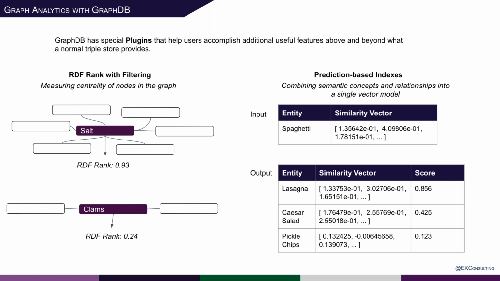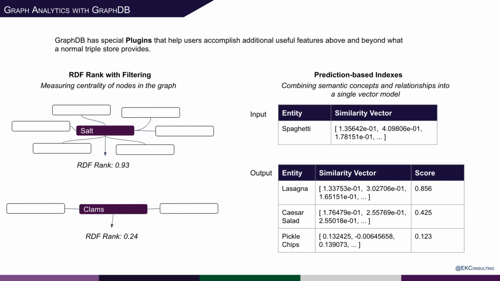But this is all encapsulated in this RDF rank score, and we can use that to decide, okay, maybe if two things are connected via salt, that's a weaker recommendation, and we want to penalize the relevancy score there. Whereas clams is a little bit more meaningful. It's connected to fewer things, so those recommendations are going to be better tailored, better quality.